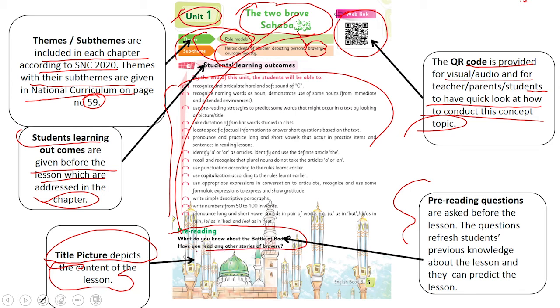The question may ask you your previous knowledge about the lesson. If the unit name is the 2 brave Sahaba, it may ask in which battle they showed their bravery. So, the battle of Badr. So, you have an idea that the 2 Sahaba who showed their bravery, the battle may be the battle of Badr. That is why this question is asked here. Or, have you read any other stories of bravery?